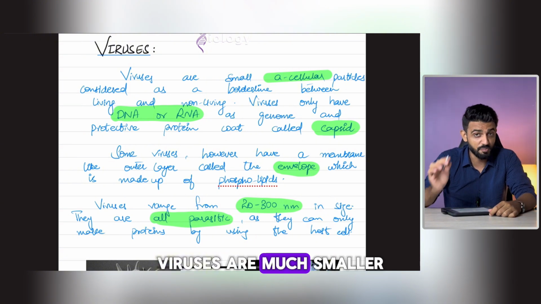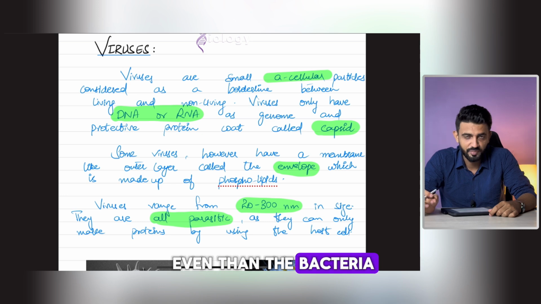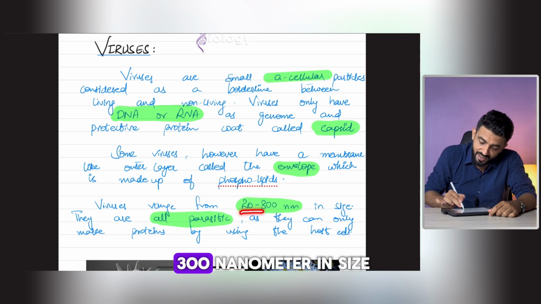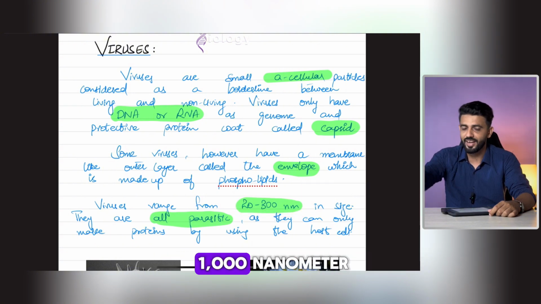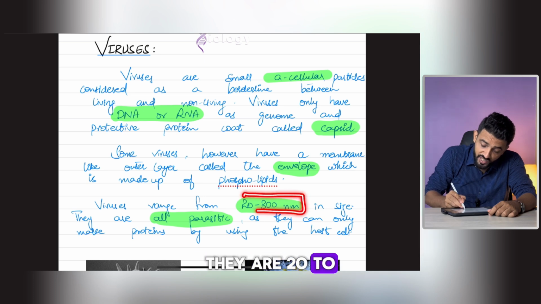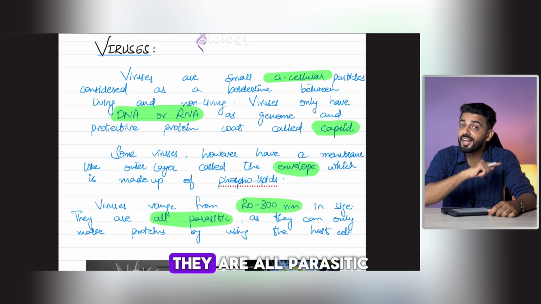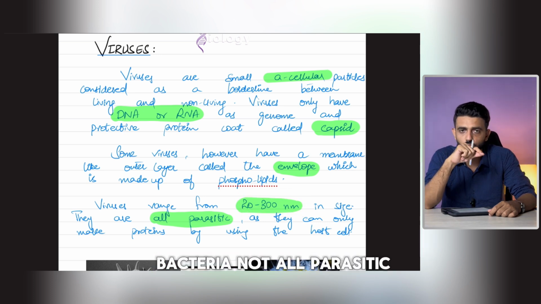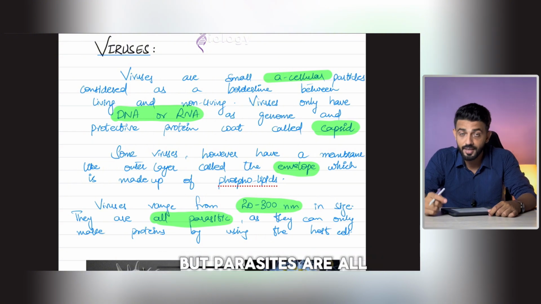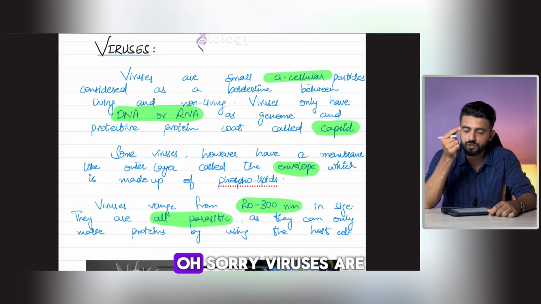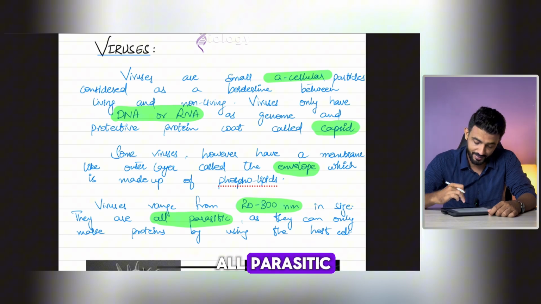Viruses are much smaller even than the bacteria. They are 20 to 300 nanometer in size. 1000 nanometer would mean 1 micrometer. Bacteria is larger than 1000 nanometer. They are all parasitic. Bacteria are not all parasitic. There are so many bacteria living in our body not causing any disease. But viruses are all parasitic.